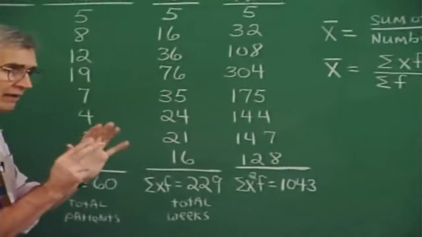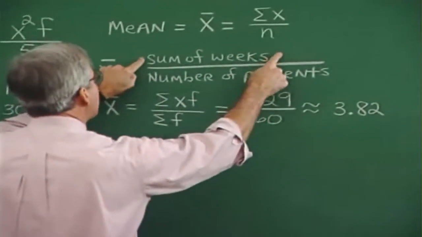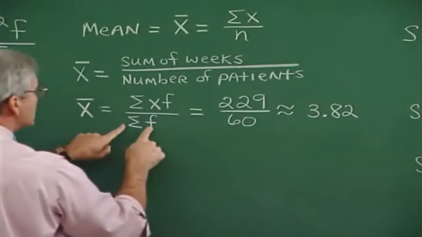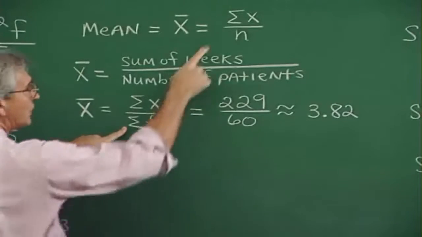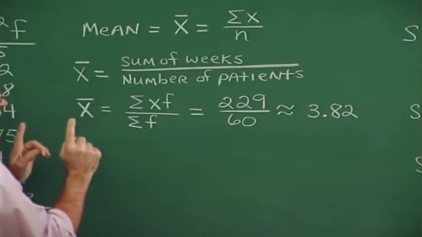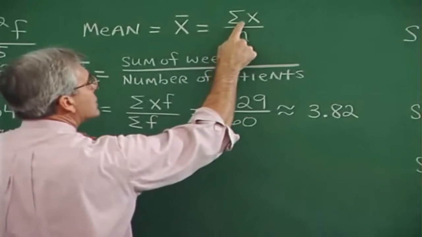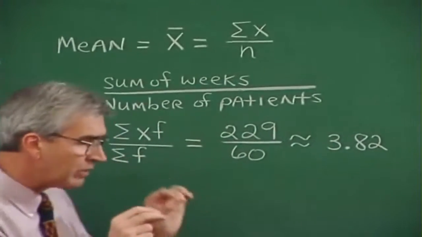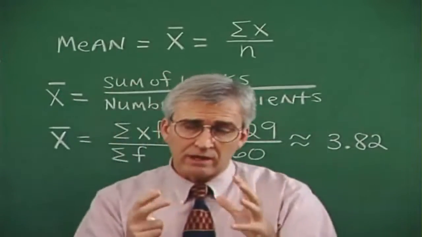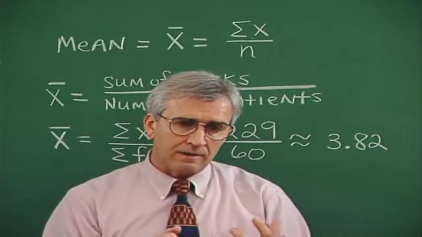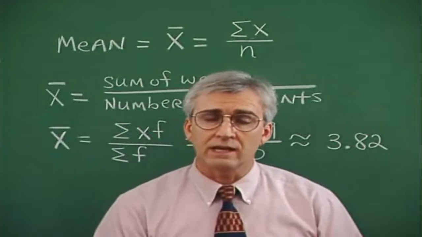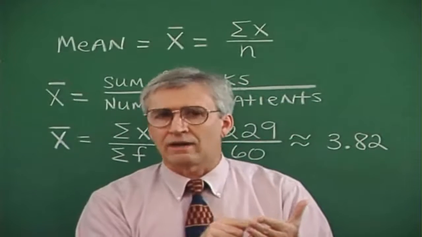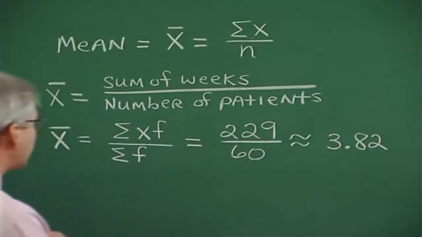So let's go back over here and fill in. The sum of weeks was the sum of XF. And the number of patients was the sum of the frequencies. That's really our N up here. Now, notice that the summation of X is replaced with summation of X times F. A lot of times in our formulas, to transition into the idea of grouped data, we simply tack on an F factor in a lot of the notation that goes on. And we'll see more of that when we get to standard deviation.